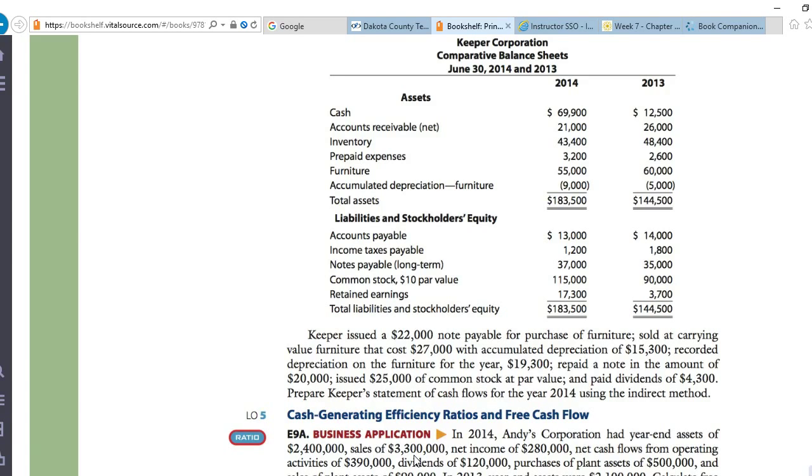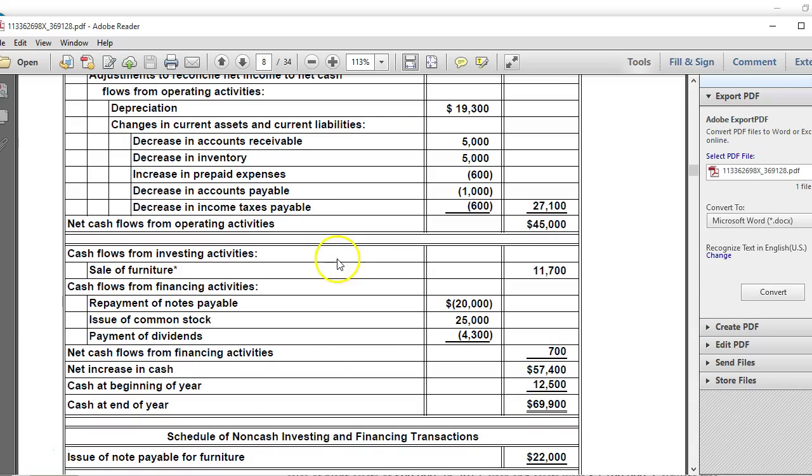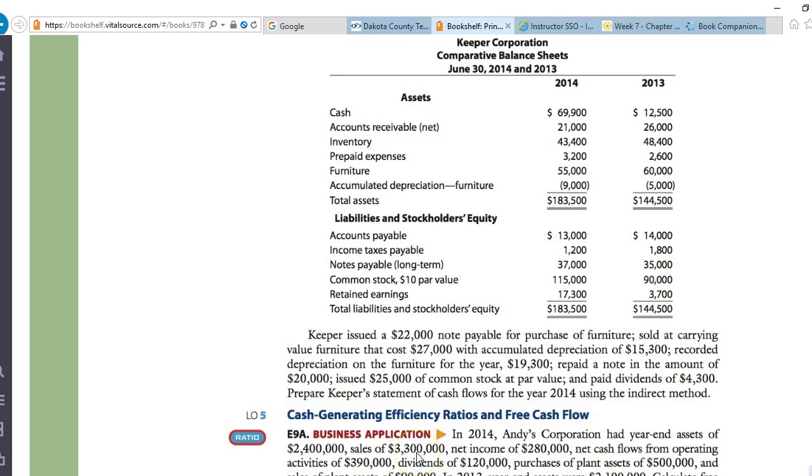Repaid a note in the amount of $20,000, which is going to be under financing. Issued $25,000 of common stock, which is financing. Paid dividends of $4,300, which is financing. So, under the investing portion, we sold furniture. It's $11,700. We said we sold at the carrying value that cost $27,000 with accumulated depreciation of $15,300.